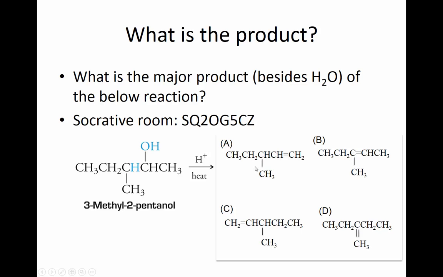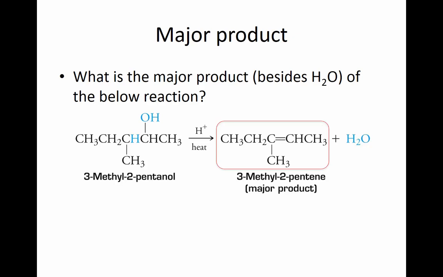B must be our major product, and you can tell here because in this structure of 3-methyl-2-pentanol, we have highlighted the H and the OH that are going to get removed in this dehydration in blue. So you know these are going to get removed, and what we're going to be left with is a double bond right here, and so that's our answer. 3-methyl-2-pentene is our major product here.